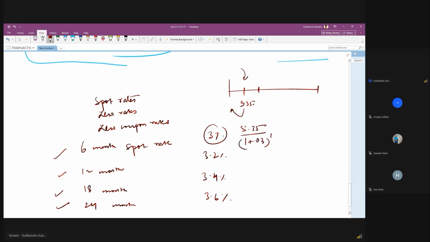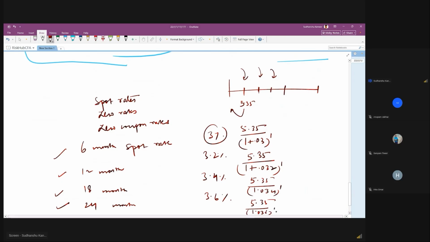Then my next coupon which came after 12 months, 5.35, will be discounted by 5.35, 1 plus 0.032 raised to power 1. The next coupon after 18 months will be discounted by 5.35, 1.034 raised to power 1, and the coupon after 24 months, which is 5.35, by 1.036 raised to power 1.